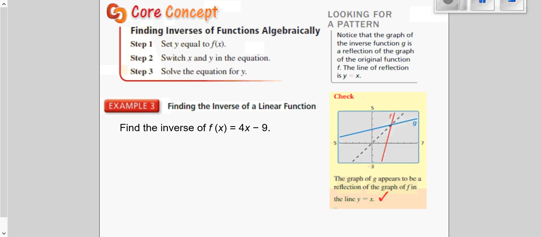Finding inverses of functions algebraically. Step 1, set y equal to f of x. Step 2, switch x and y. Step 3, solve the equation for y. Find the inverse of f of x equals 4x minus 9. So switch out the f of x for a y.